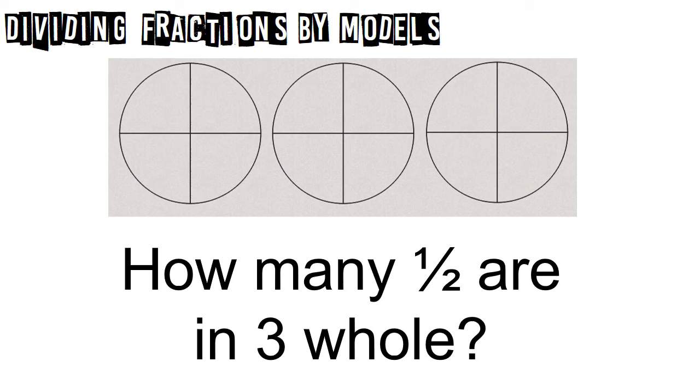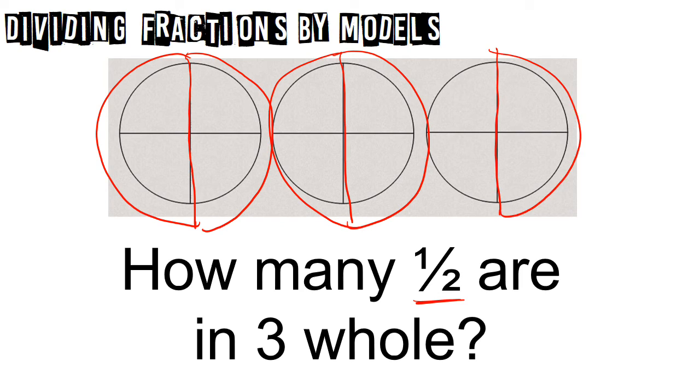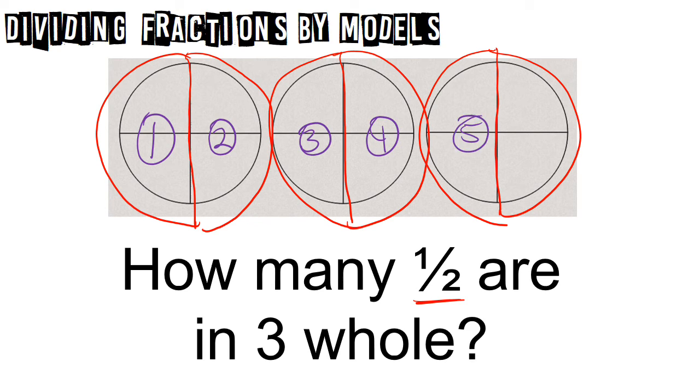So now here is example number 2. We're given this question: how many 1/2 pieces are in 3 whole? So let's go ahead and cut up our circles here into 1/2 pieces. We're just going to cut right along the half line. And the question is, how many halves are in 3 wholes? So we count our half pieces we made. We have 1, 2, 3, 4, 5, and 6.